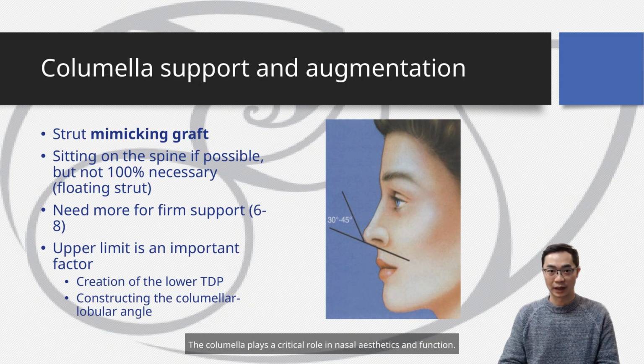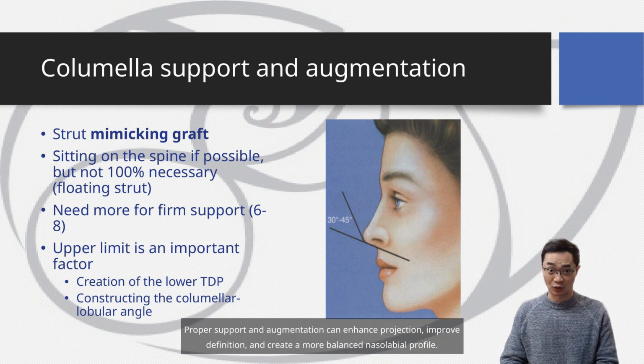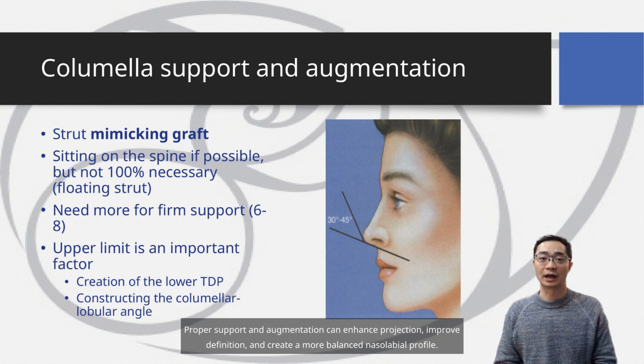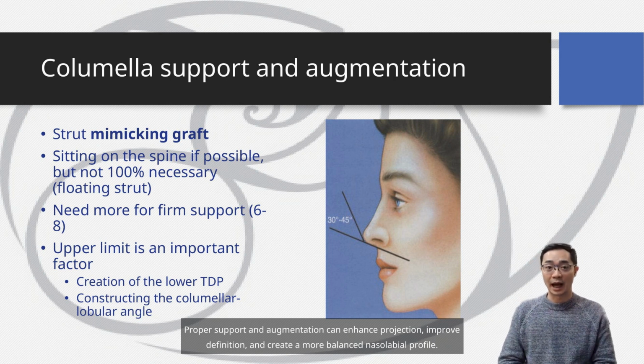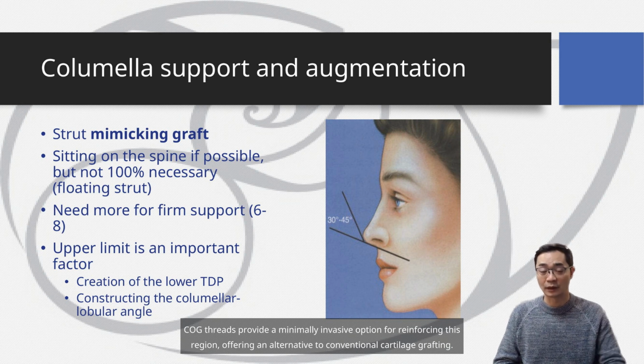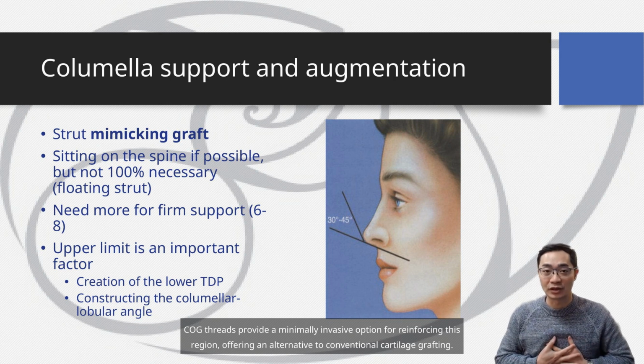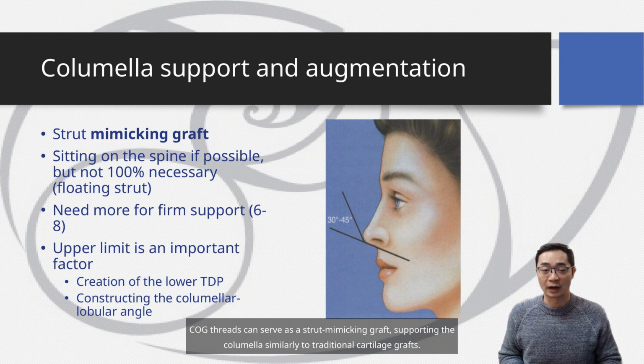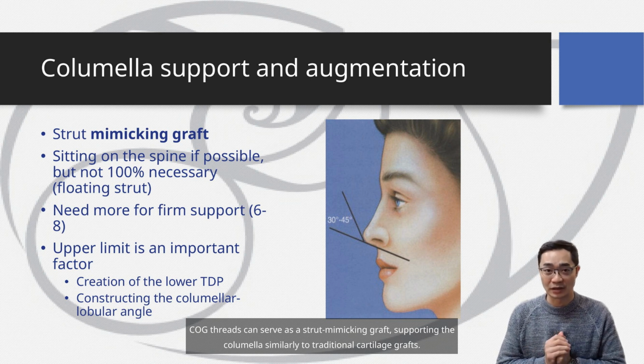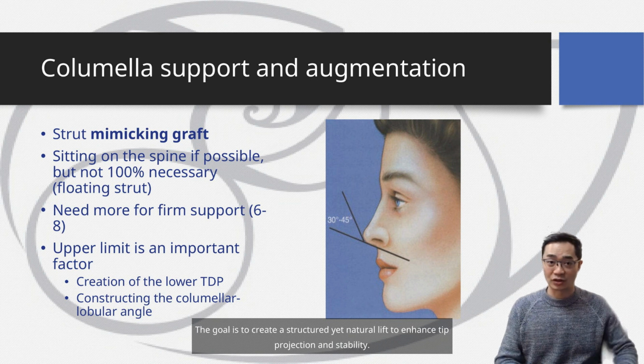The columella plays a critical role in nasal aesthetics and function. Proper support and augmentation can enhance projection, improve definition, and create a more balanced nasolabial profile. COG threads provide a minimally invasive option for reinforcing this region, offering an alternative to conventional cartilage grafting. COG threads can serve as a strut-mimicking graft, supporting the columella similarly to traditional cartilage grafts.